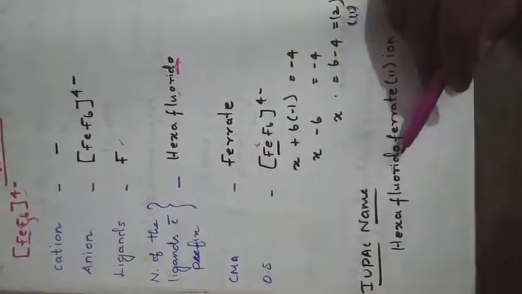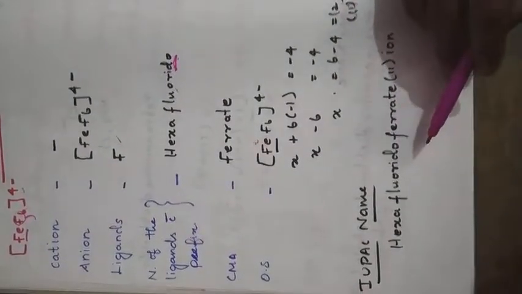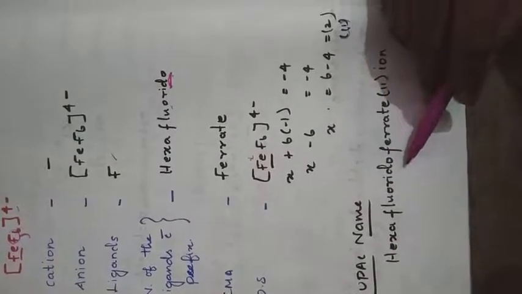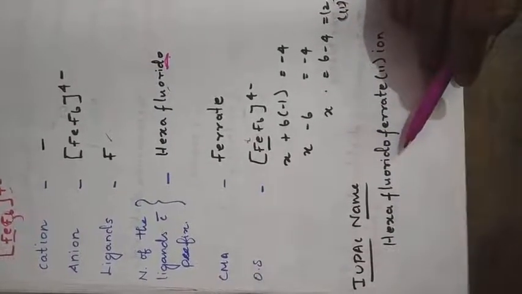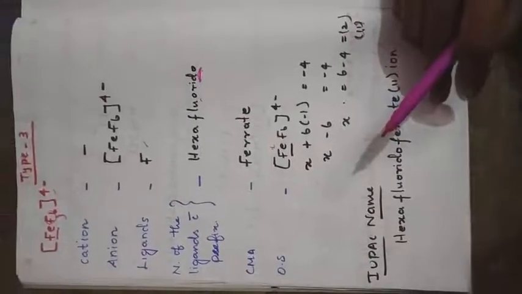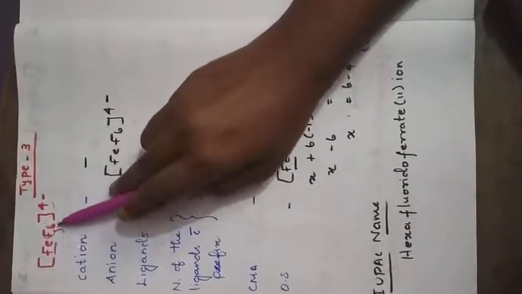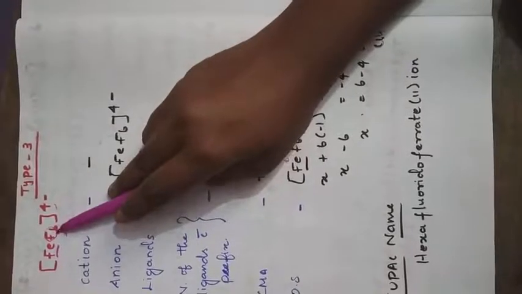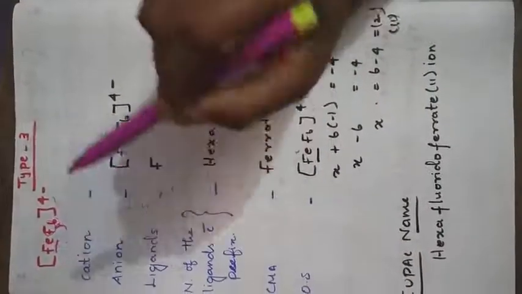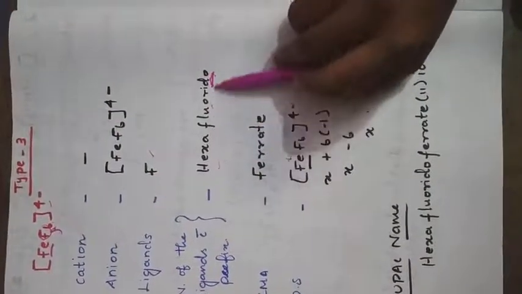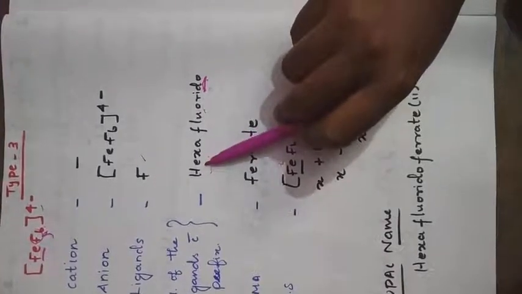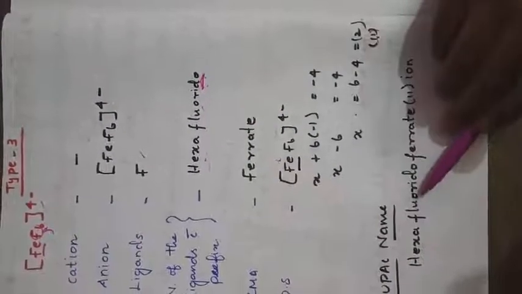The first rule is the cation should be named first, followed by the name of the anion. We don't have the cation and we don't have the anion. Just leave that rule. And the second rule, while naming the complex ion, the ligand should be named first, followed by the central metal atom. Already we named the ligands. What is the ligand name? Hexafluorido. I have written. Then the ligand, we have named the ligand, then followed by the central metal atom.